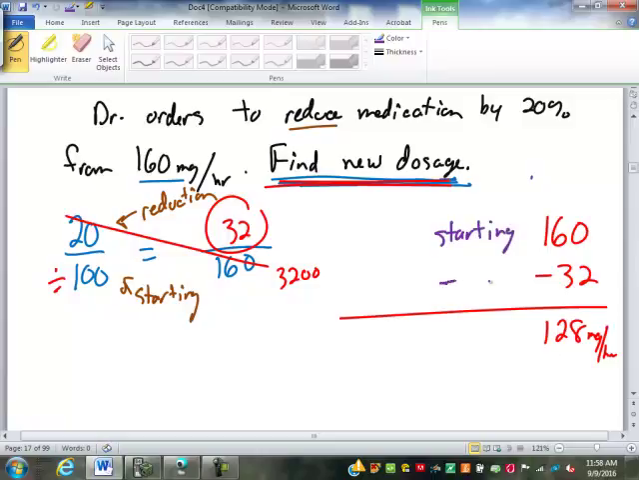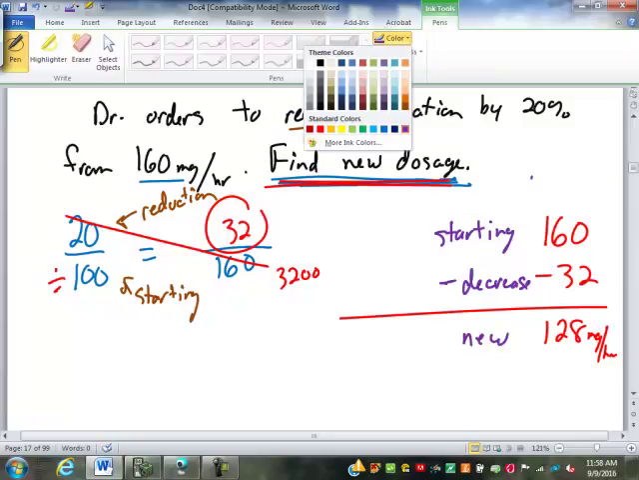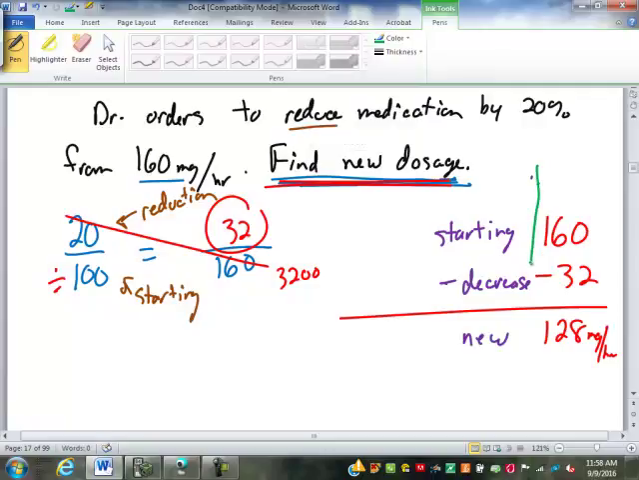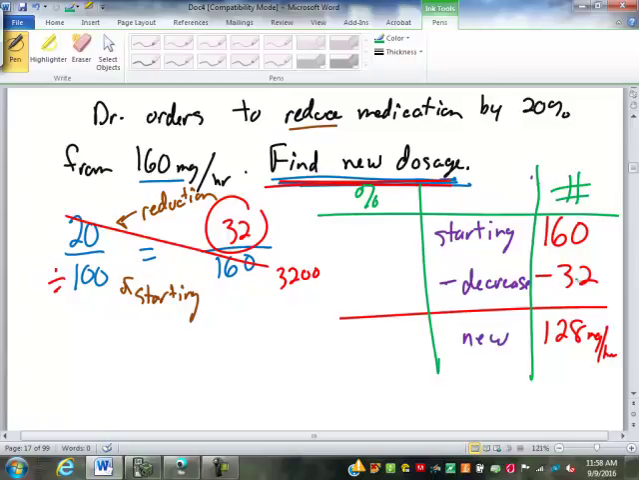From that we subtracted a reduction or a decrease and we get a new amount here, the 128. And we can look at this, as I mentioned before, each of the items in a problem when we're dealing with percents is represented by a number and by a percent. So over here we have the numbers. The 160 minus 32 equals 128. On the other side we would put our percents. Well, the reduction is 20%. So 20 goes with the decrease, right?